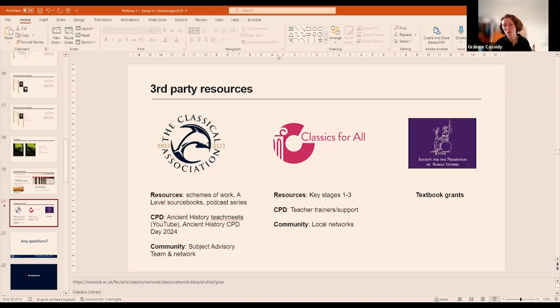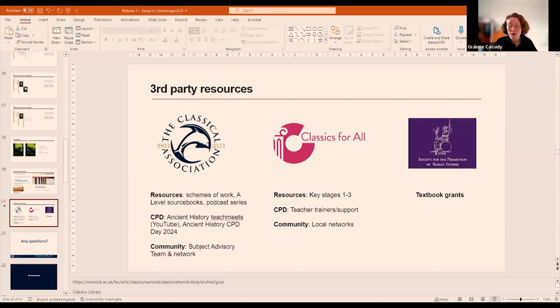And if you would like support in thinking about which way to teach the modules, we can put you in touch with a number of different teachers who might be able to offer their advice and share their schemes of work with you. Alongside the CA, we also have Classics for All. They have most of their resources at the moment focused on the lower key stages, but they do offer free CPD that pops up. Some of that has been focused on ancient history, and they have very good local networks, particularly up in the north. There's a very strong network of ancient history teachers in the north. So if you are a teacher in the north, then we can put you in touch with them.